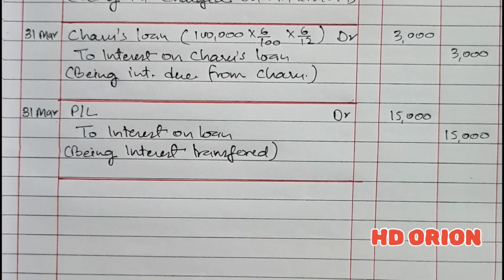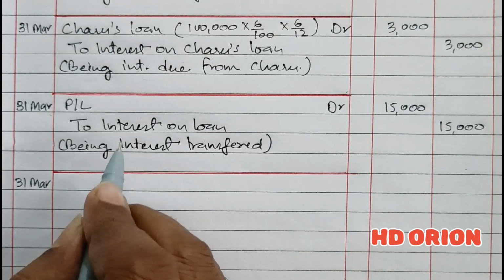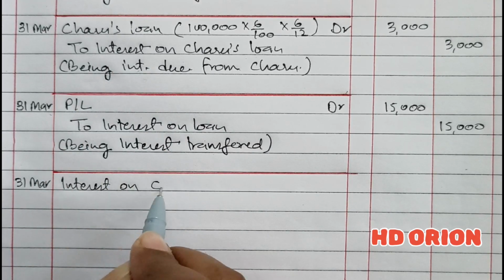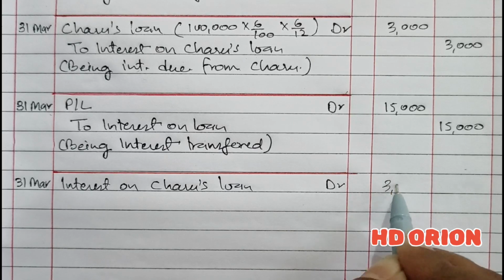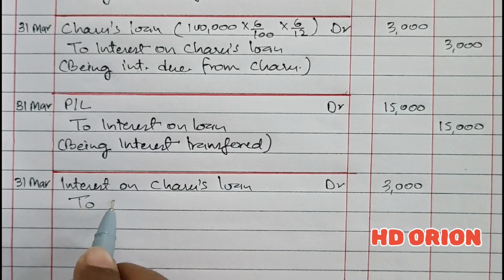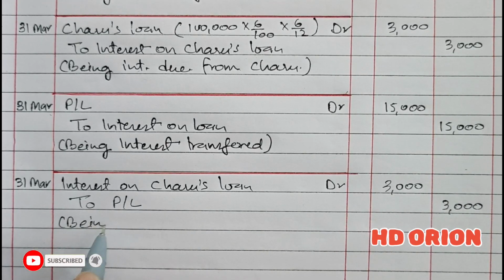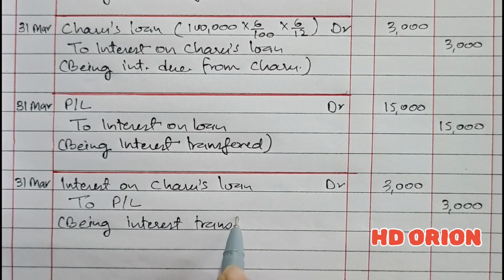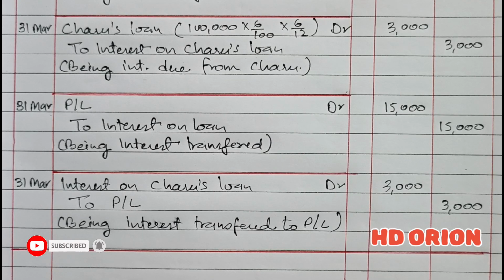And Charu's interest will also be transferred to profit and loss account, right, on same date. So in this case, reverse entry will be there. Interest on Charu's loan account will be debited and closed by rupees 3000 and credited to profit and loss account because it is an income for the firm. So this is how the journal entries are to be made.